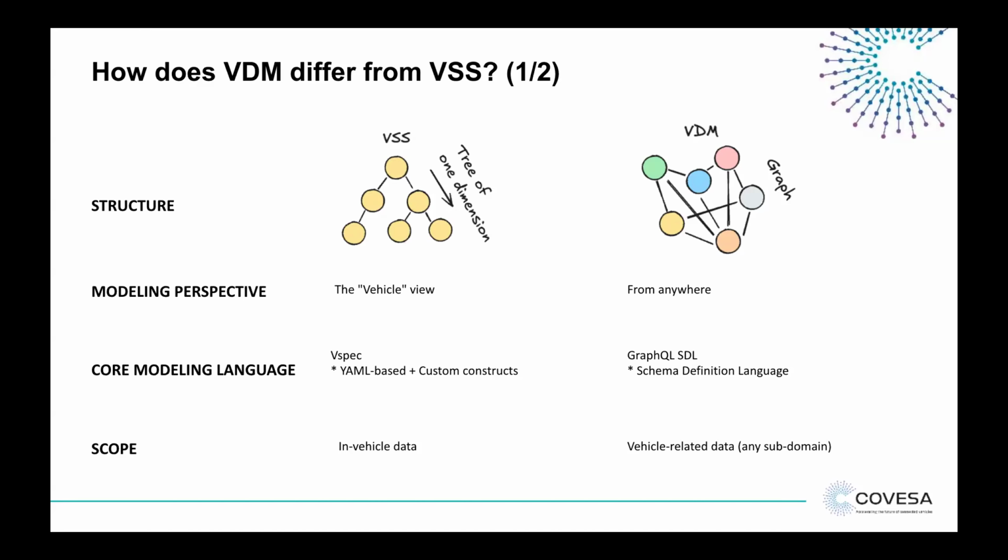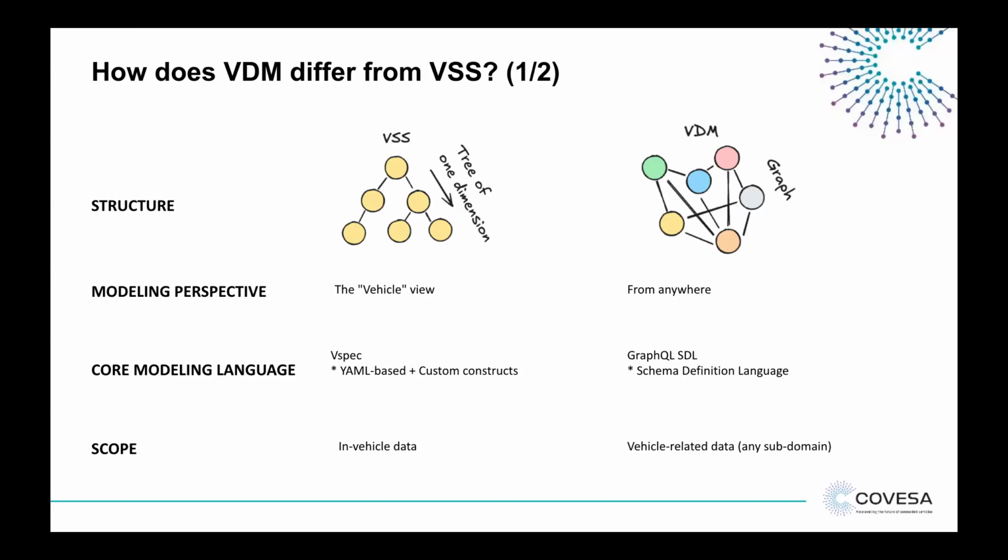The core modeling language of VSS is YAML based, and obviously it supports human readable and machine readable. That's great, but the schema is based on the custom construct that we built in the VSS project. Like I mentioned, the scope is very limited in VSS. It works great for representing sensor and actuator data. It's mostly limited to the vehicle aspects.